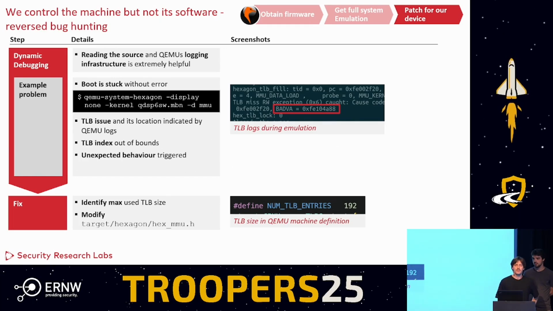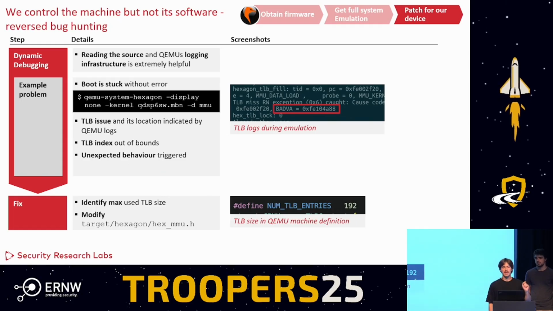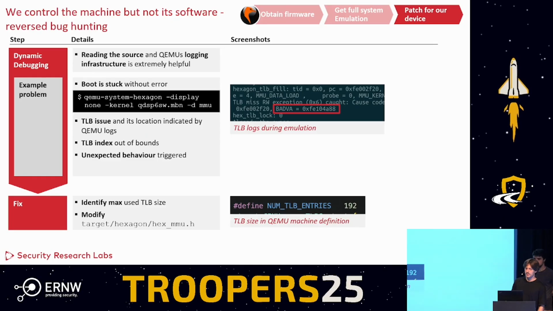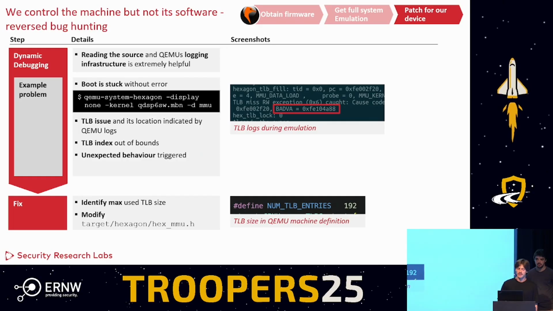And with the help of these logs and then also the source, we could figure out what is the actual max size of the TLB that the firmware is expecting. And then, because we own the source, we can change it. And so you see that there's a variable like num TLB entries, and we just change it to 56 entries, and then we can run it again.